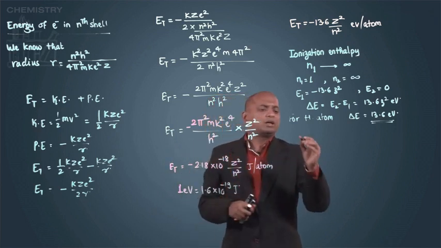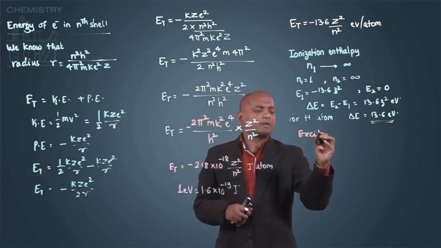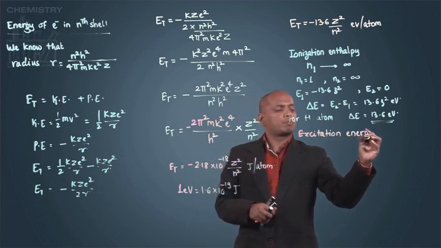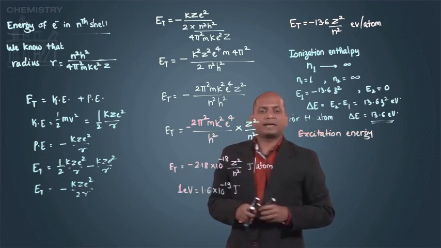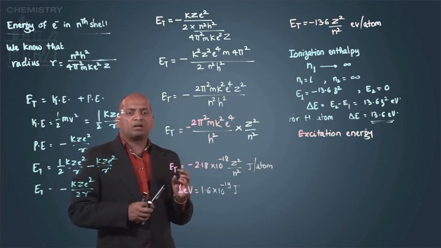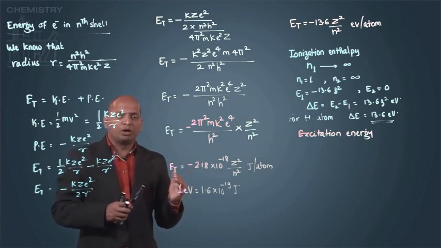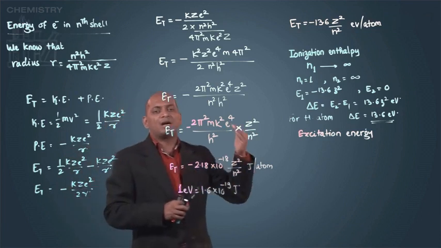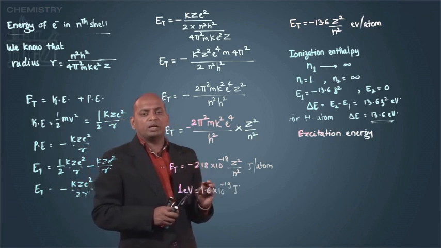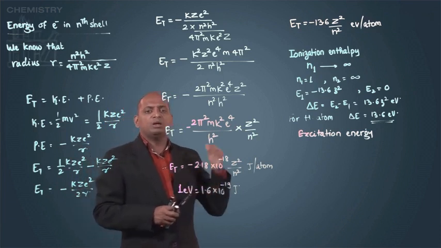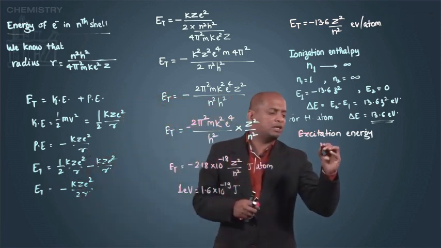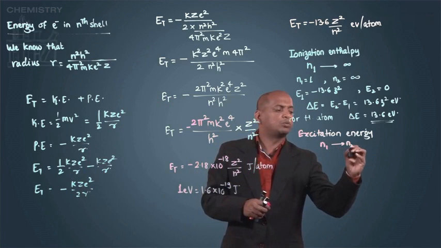Now I will go for the excitation energy. Now what do you mean by excitation energy? Here actually we are jumping electron, we are allowing electron to move from lower energy shell to the higher energy shell. So the energy required to move electron from lower energy shell to higher energy shell is called as excitation energy. So here it is always N1 to N2.